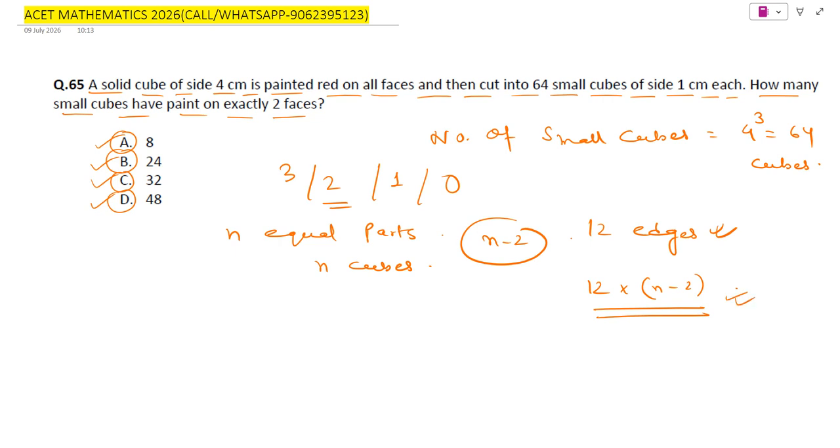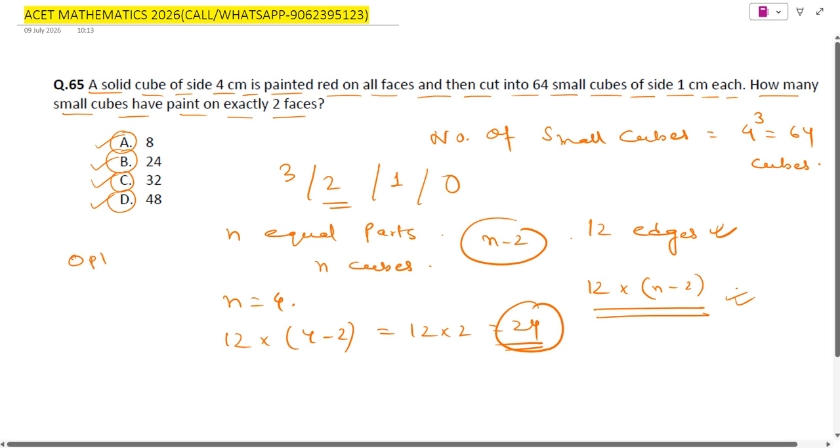Okay. Now, apply the formula. Here, n is what? 4. Therefore, exactly two painted faces will be 12 times (4 minus 2). So, this is 12 times 2, 24. Hence, 24 small cubes have paint on exactly two faces. Okay. So, what will be our final answer? Option B is the final answer for this question.